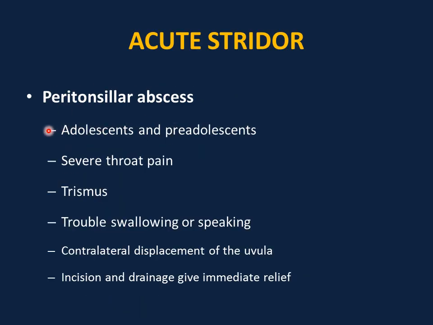Peritonsillar abscess usually presents in adolescence and pre-adolescent age. They present with severe throat pain, trismus, and difficulty opening their mouth. This is very unique about this condition. Trouble swallowing or speaking. They have hot potato voice. Contralateral displacement of the uvula and deviation of the tonsil. Incision and drainage usually give immediate relief. This is a clinical diagnosis and usually does not require any imaging study.